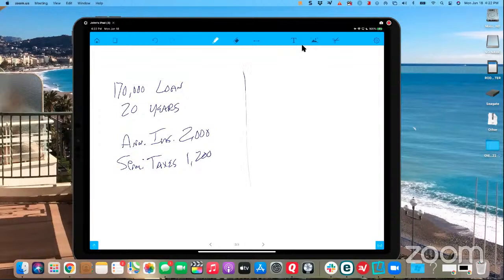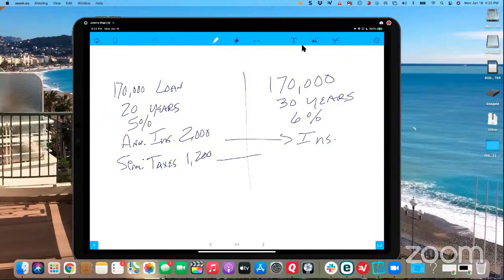And this would be a $170,000 loan. We need an interest rate, so we'll just put 5% for 30 years. And this is going to be at 6% interest. Okay, and this would be the same insurance and the same taxes.